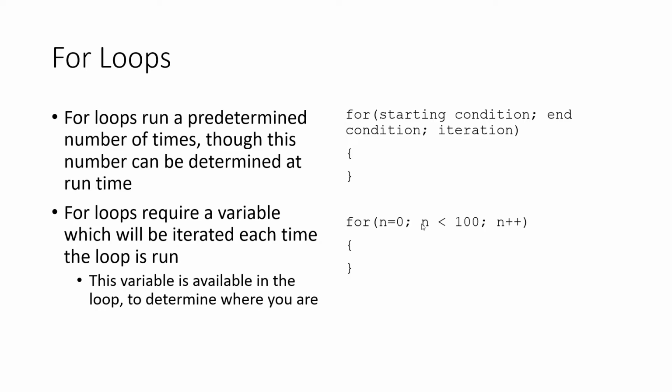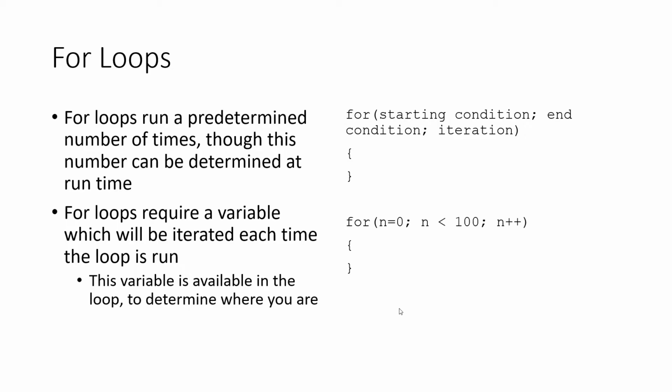We're then going to continue to run while n is less than 100. And each time you go through the loop, you're going to run n++, or n is going to equal n plus 1. So what this means is this loop will run exactly 100 times with the value of n being equal to 0 to 99. Now, each iteration, you can use the n inside your loop. Again, we'll demonstrate this when we do our demonstration with the Arduino.